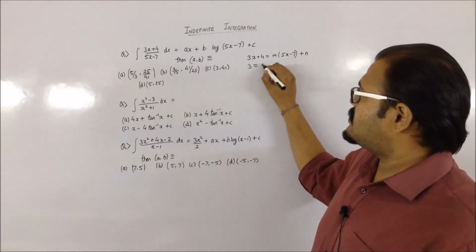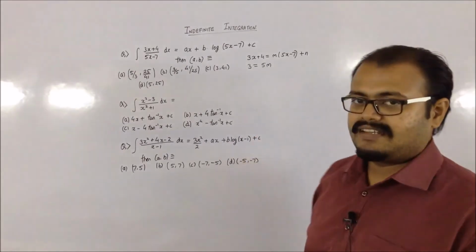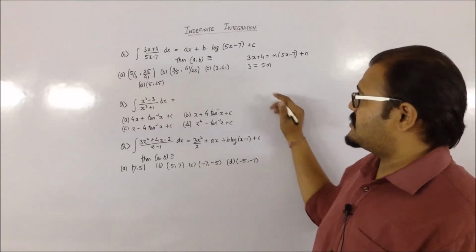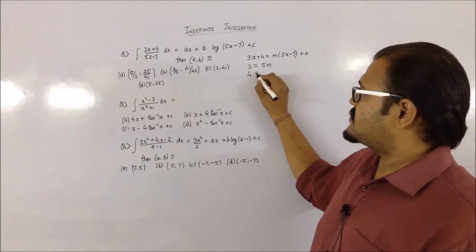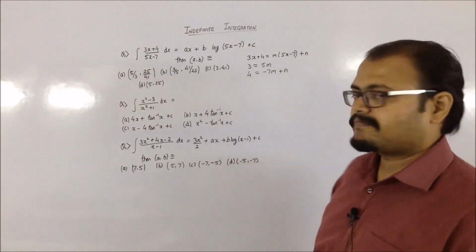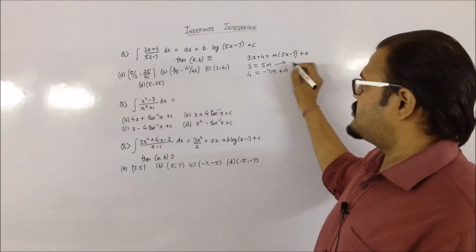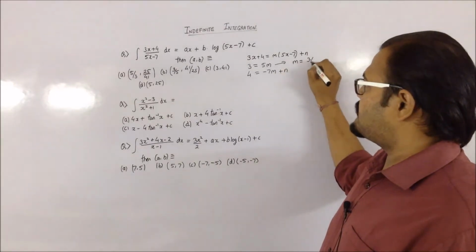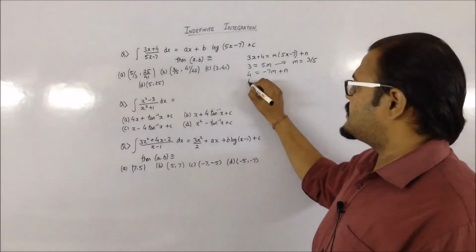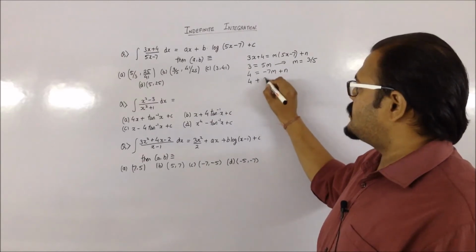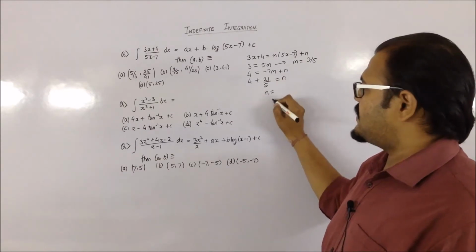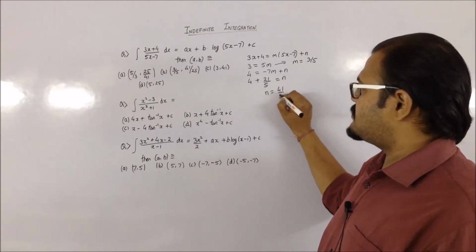This will be equal to 5m, since on this side your coefficient of x is 5m. Next, considering the constant term, you get 4 on this side, and on the other side it is minus 7m plus n. From this you get the value of m as 3 by 5. Substituting it, you get 4 plus 21 by 5 equals n, so your n value is 41 by 5.